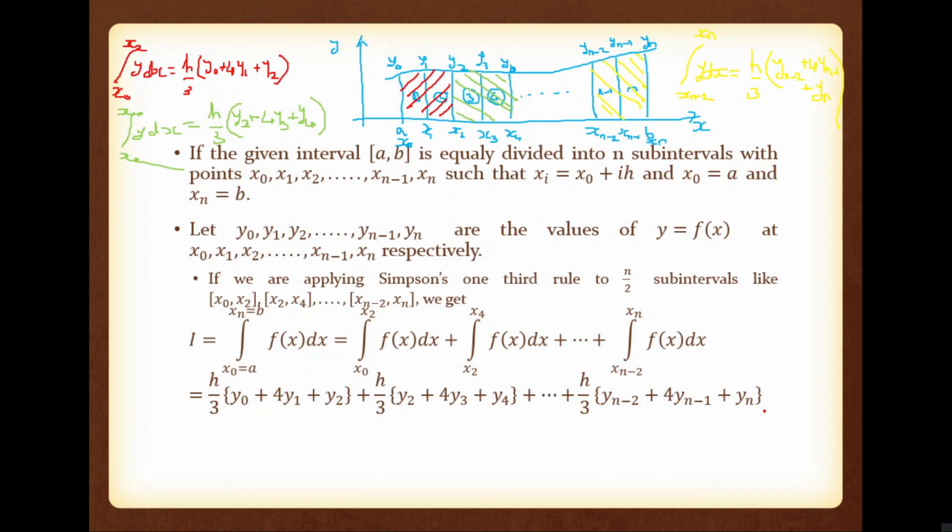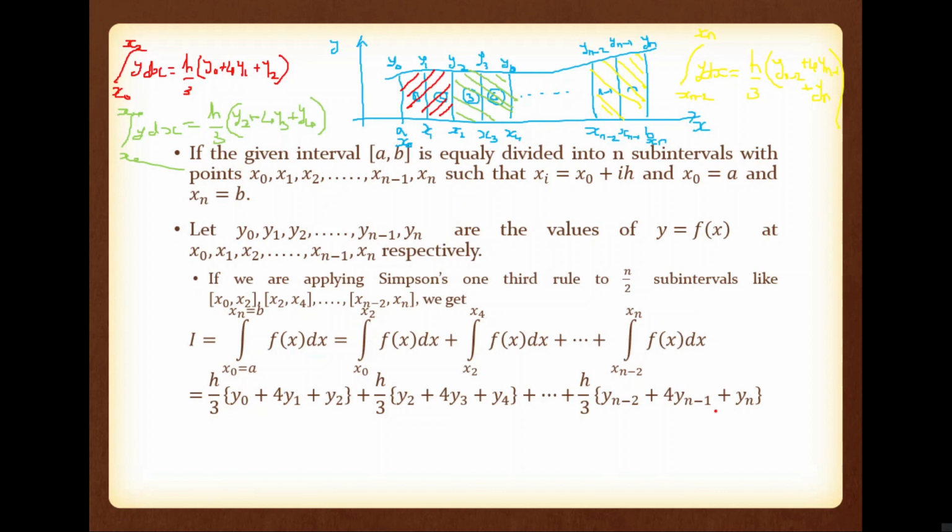y1, we have y3, y5, y7, etc., up to yn minus 1. So if you are considering odd terms, we have 4 such odd terms. Now consider the even terms like y2, y4, y6, etc., up to yn minus 2. How many such terms are there?